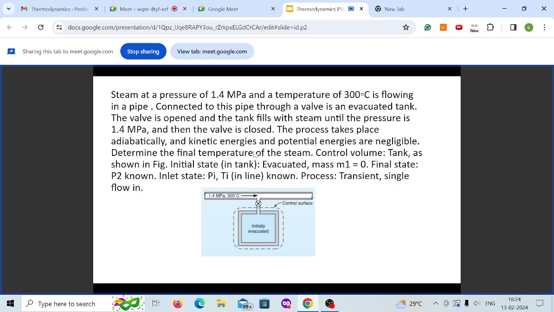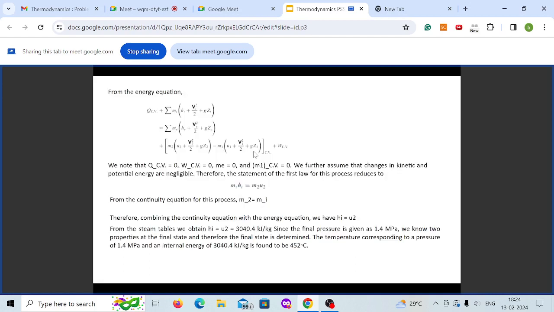So this being a steam, you can find from steam table. If you had some other gas, suppose air or something, you can assume that to be an ideal gas, and you can write H as CpT and U as CvT. So this becomes CpTi equals CvT2. So substituting the specific Cp and Cv of the fluid, you can find out the temperature. Here you know Ti is 300 degrees Celsius, so you can find out T2 from that. So I hope this is clear.